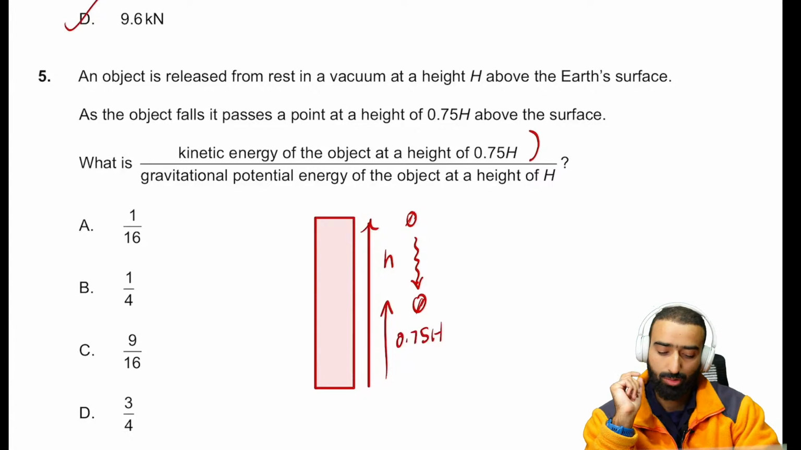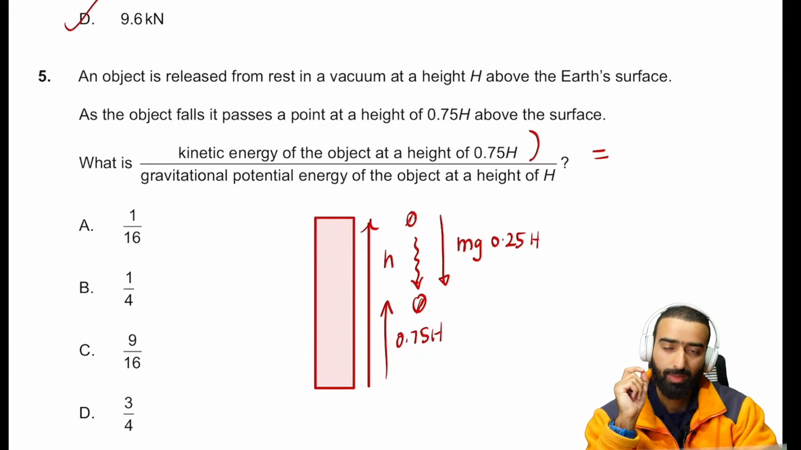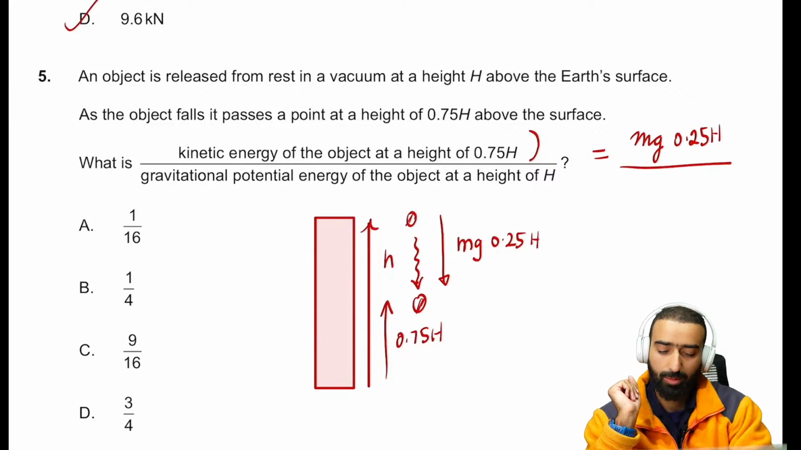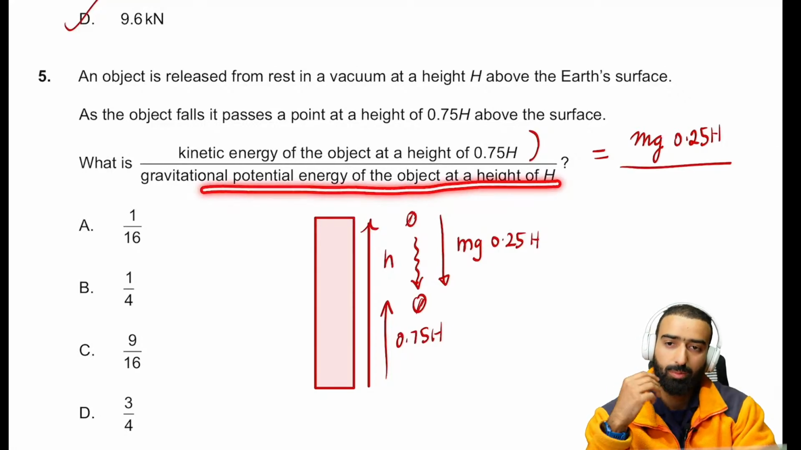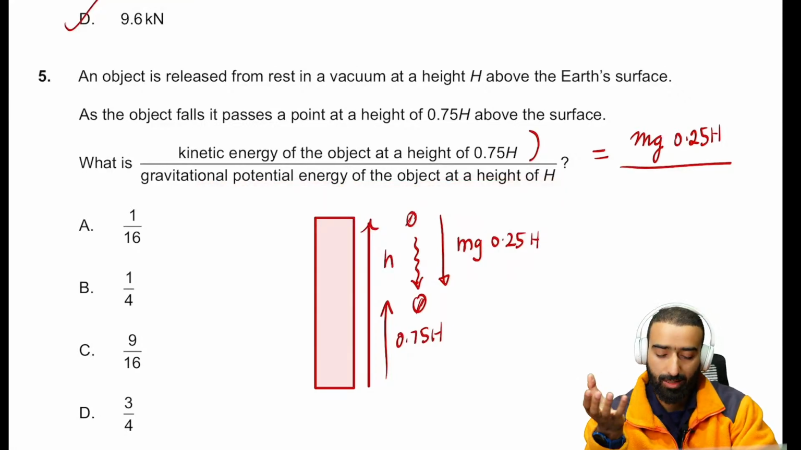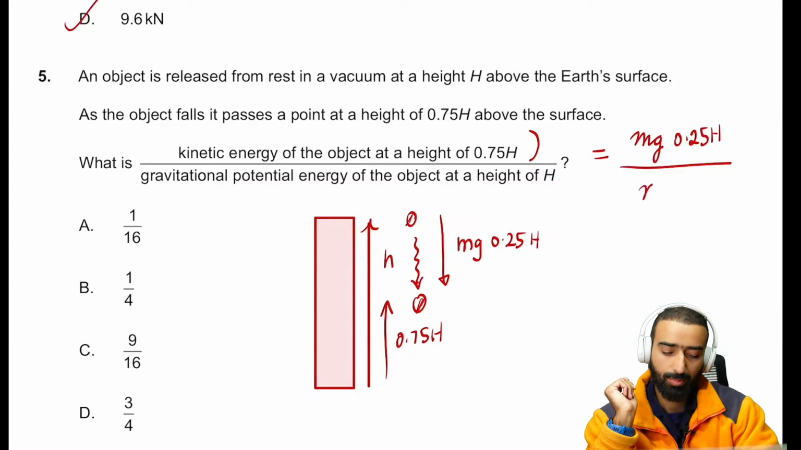Now what's the drop in potential energy? The drop in potential energy would be mg times 0.25 h. That's the drop in potential energy. This has been converted to kinetic. So the numerator would be mg times 0.25h divided by the gravitational potential energy at height h. So what's the potential energy over here? It's simply mgh.